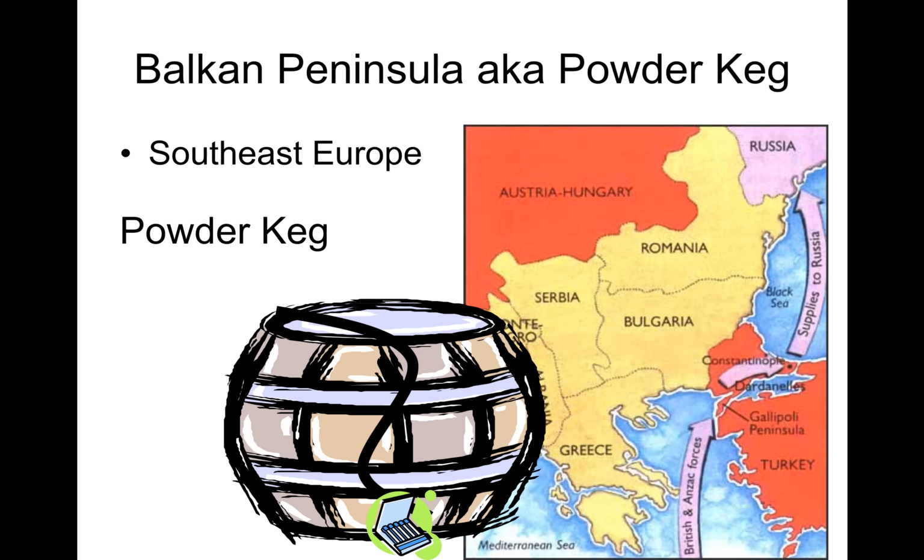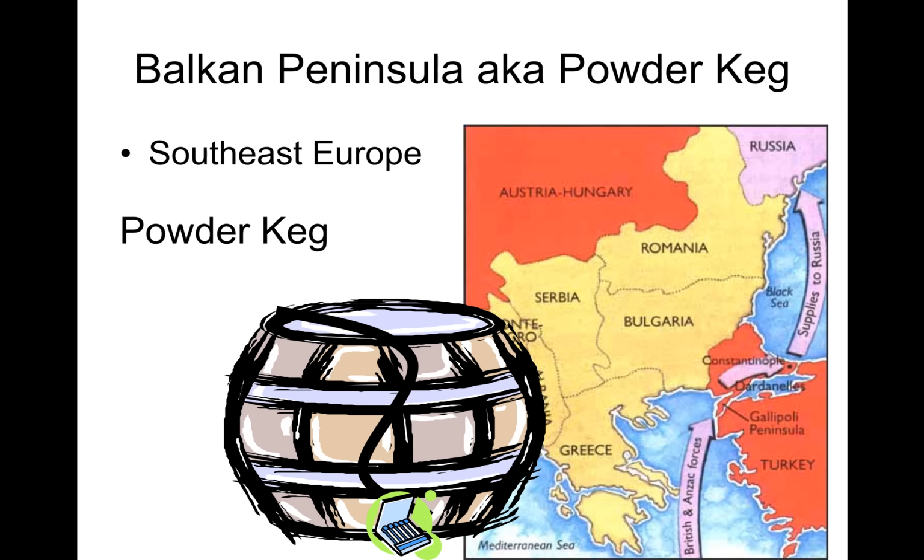And the area that this is all happening, you guys hopefully see on the map, is known as the Balkan Peninsula. So it's all of the countries that are in yellow. So for example, Romania, Bulgaria, Serbia, Greece, Montenegro, those are all countries that would be a part of the Balkan Peninsula. But the Balkan Peninsula also has a nickname. The Balkan Peninsula is referred to as the powder keg.